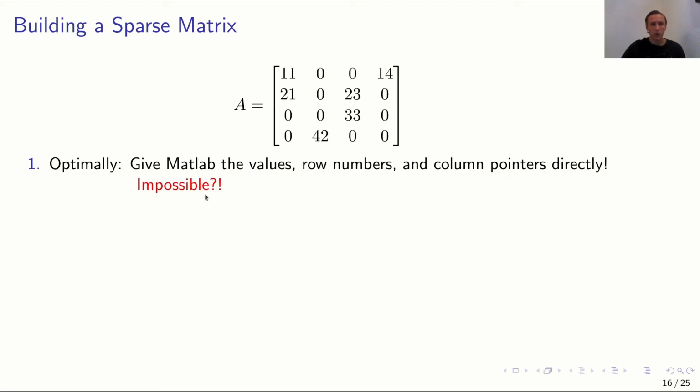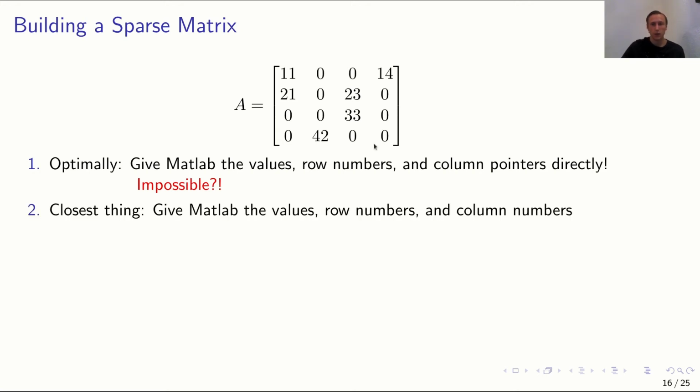However, this seems to be impossible. There seems to be no way of actually providing Matlab with these values and then using them to construct a sparse matrix, which is kind of unfortunate because one would expect that to be the fastest approach. Instead, we're left with this second option, which is to give Matlab the values, the row numbers, and the column numbers rather than the column pointers.